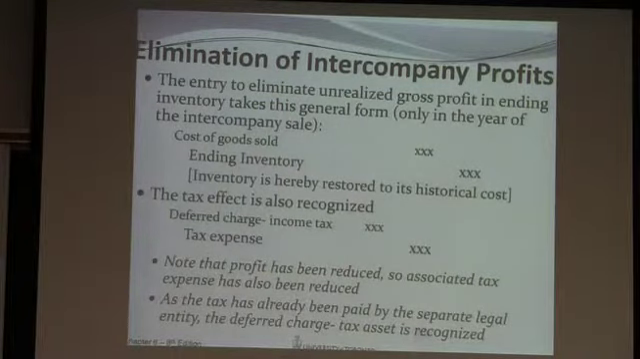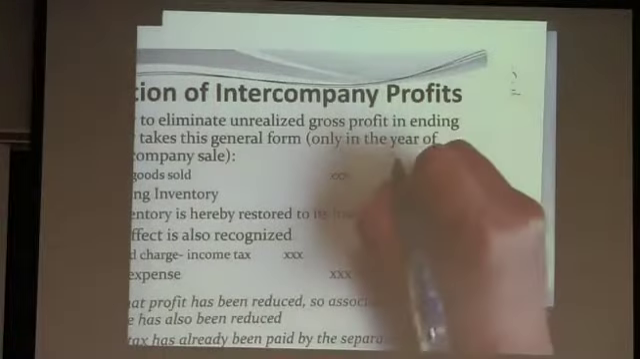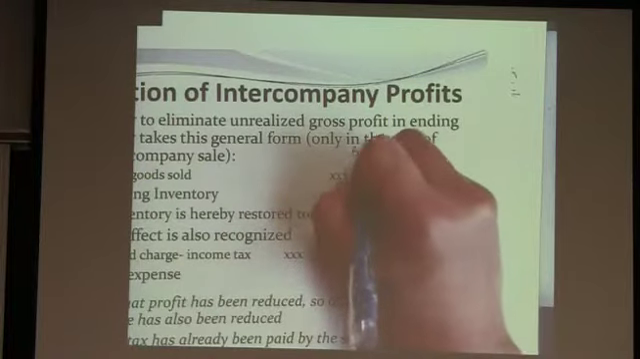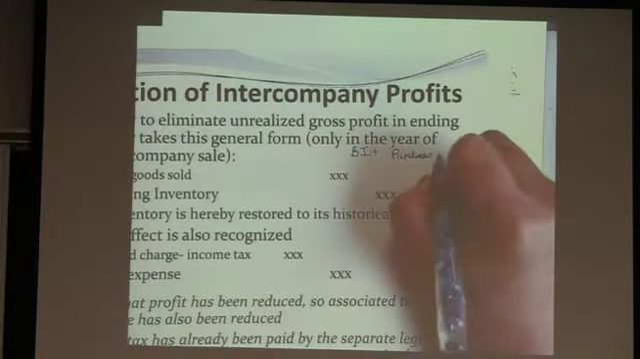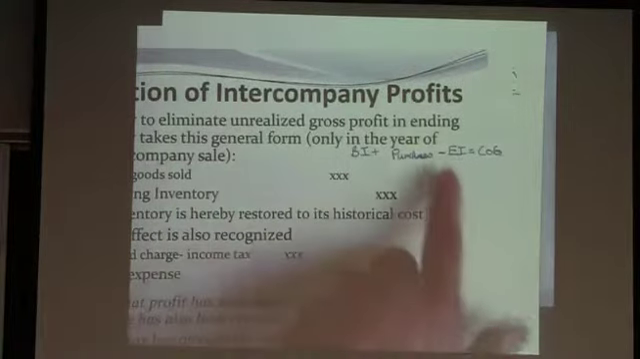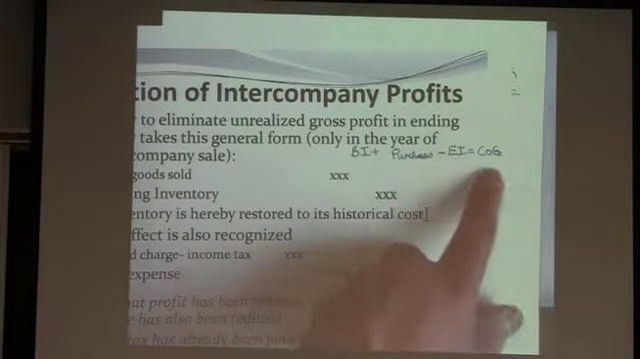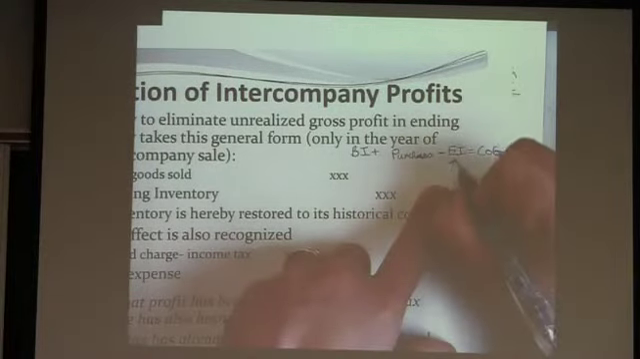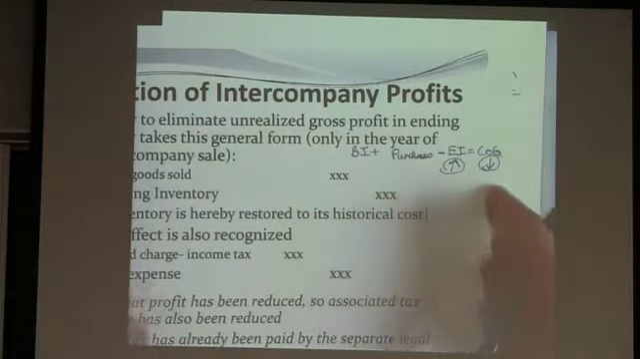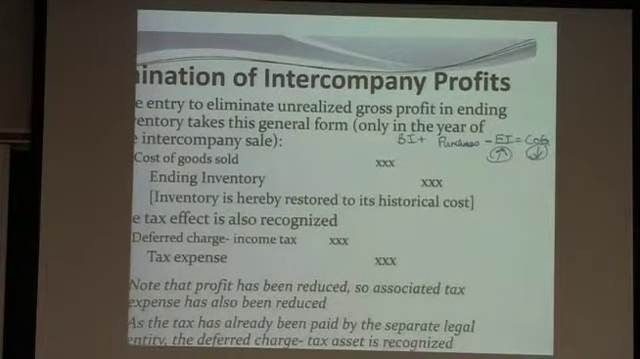So if you remember the equation, right? I want you to remember the equation: beginning inventory plus purchases minus ending inventory gives you cost of goods sold. If ending inventory was overstated, cost of goods sold is understated, which means that we need to restore it back by debiting cost of goods sold. That's how you need to visualize these entries.